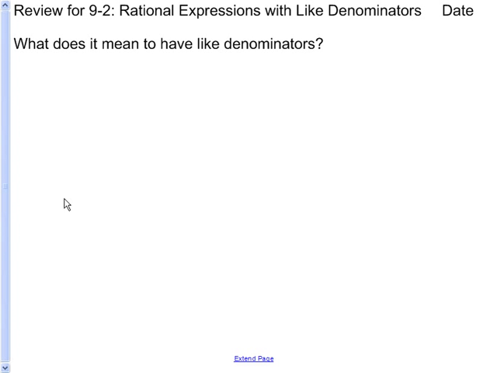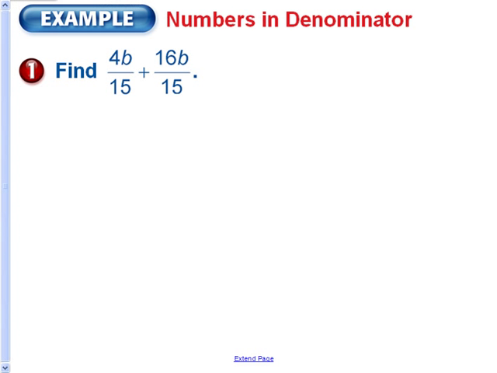So section 9.2 is a pretty complicated section, and so we're going to break it down and do a review with you first, and we're just going to look at rational expressions with like denominators first. In 9.2, we're going to have unlike denominators as well. So add this to your title page, and then update your table of contents.